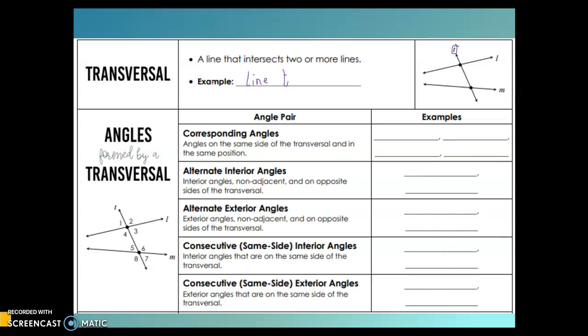The first kind of angle that it creates are corresponding angles. Now, I'm going to be looking at this picture right here. We've numbered all of our angles. You can see 1, 2, 3, 4, and 5, 6, 7, 8.